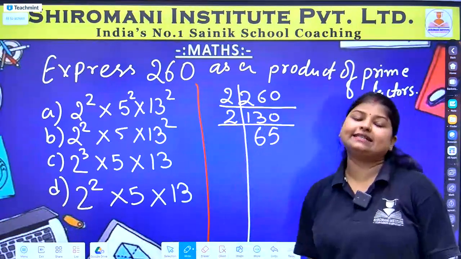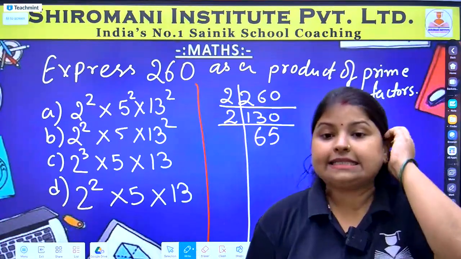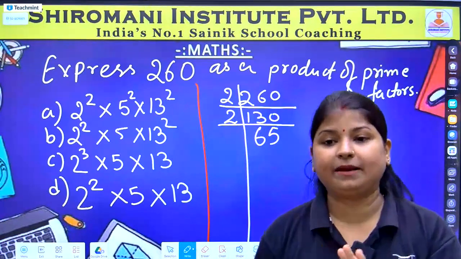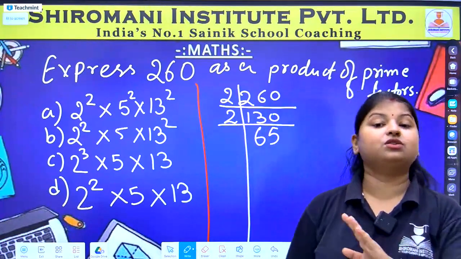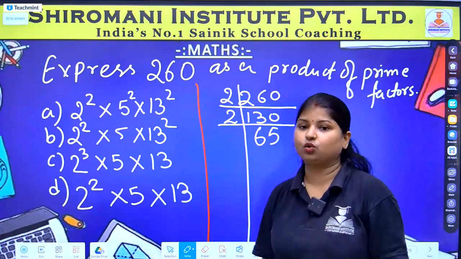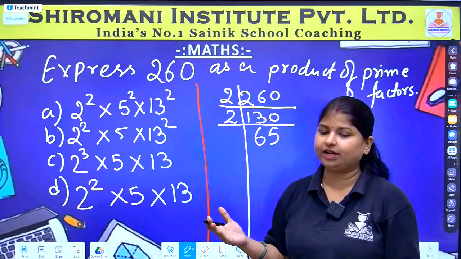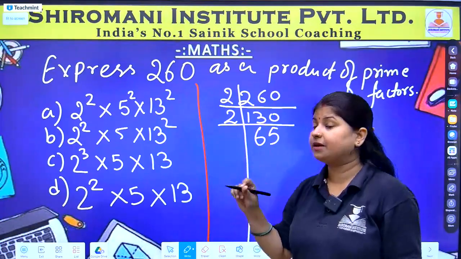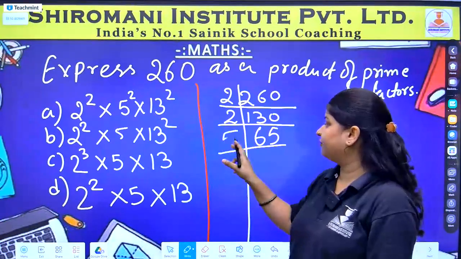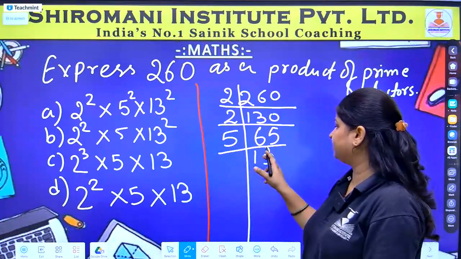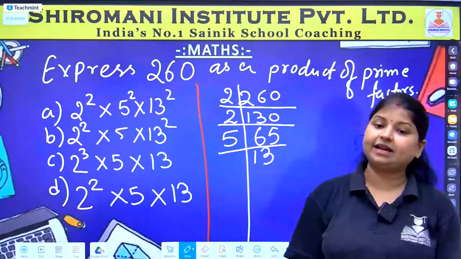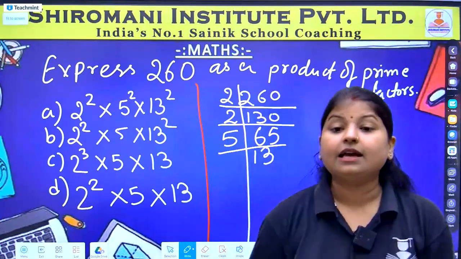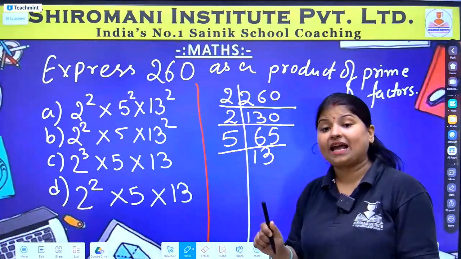130 divided by 2 is 65, dear. And 65 is not divisible by 2. 65 is not divisible by 3 also. I taught you the divisibility rule, right? 65 is divisible by 5. 65 divided by 5 is 13. Now this 13 is a prime number.